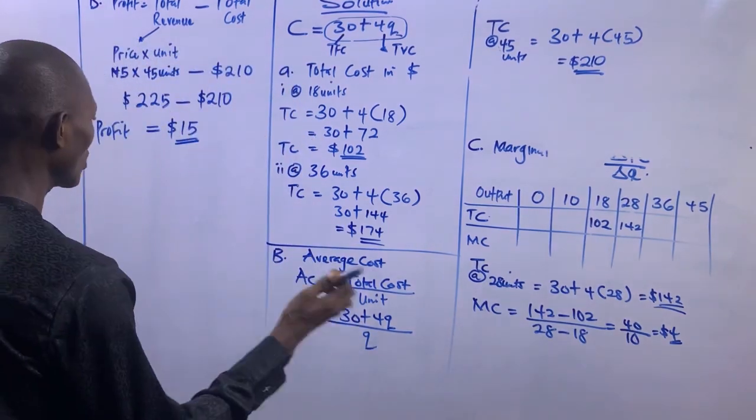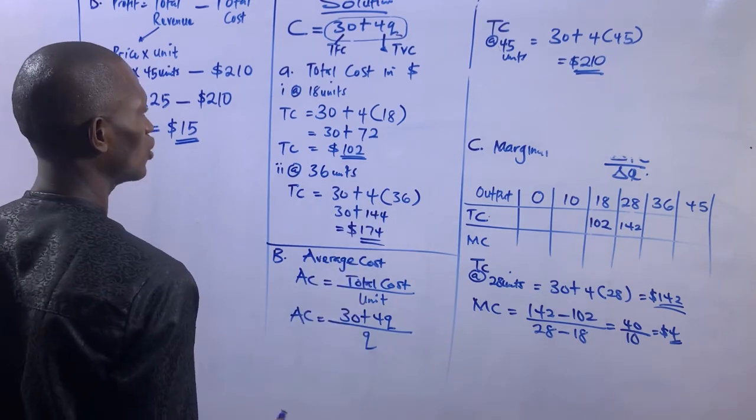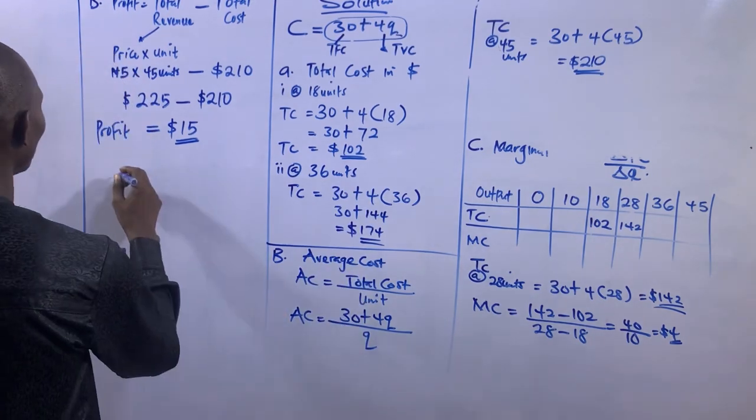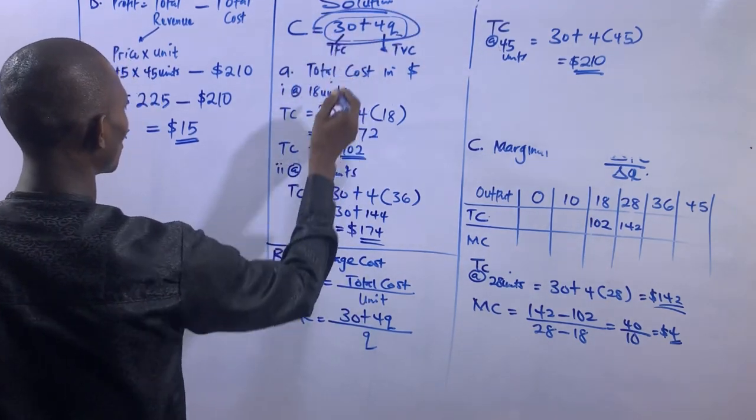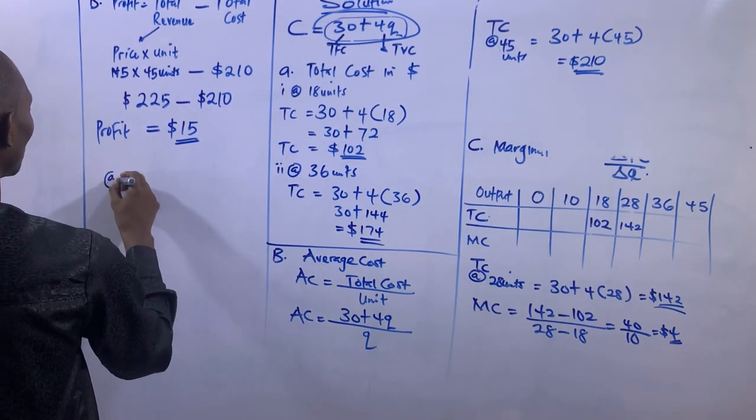So at zero level of output, test for your total cost. So this is the total cost function. So you come to determine the total fixed cost.